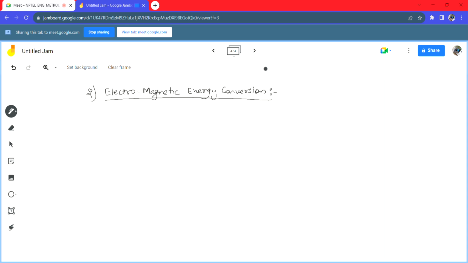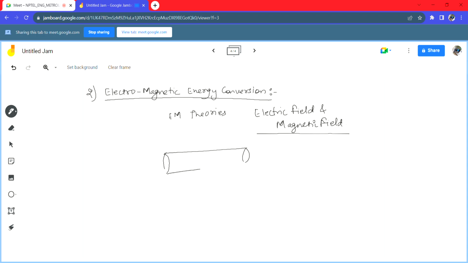So we have extensively heard about EM waves, and we know about EM theories also, in which we say that electrical or rather electric field and magnetic field go side by side, wherein we said that if there is a pipe of this sort and these kinds of electrical fields are there, then it is very obvious that we will have a magnetic field also around this electric field. And why does this happen?